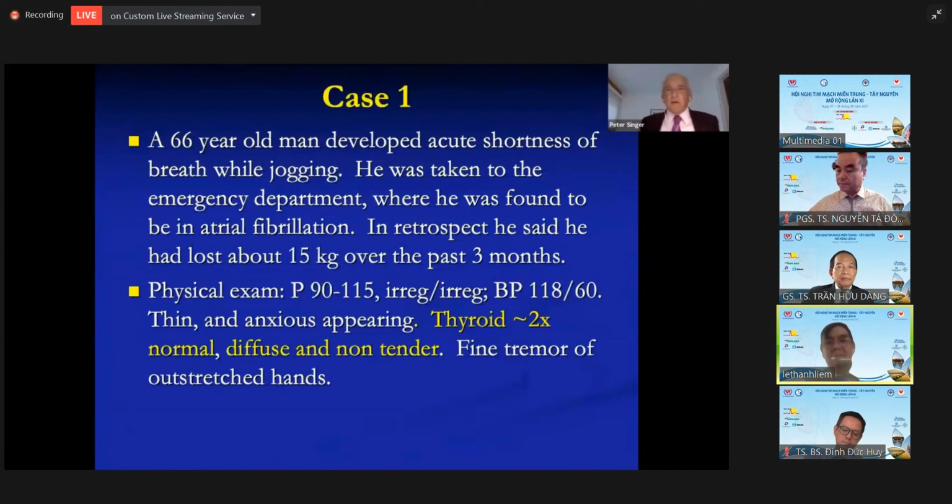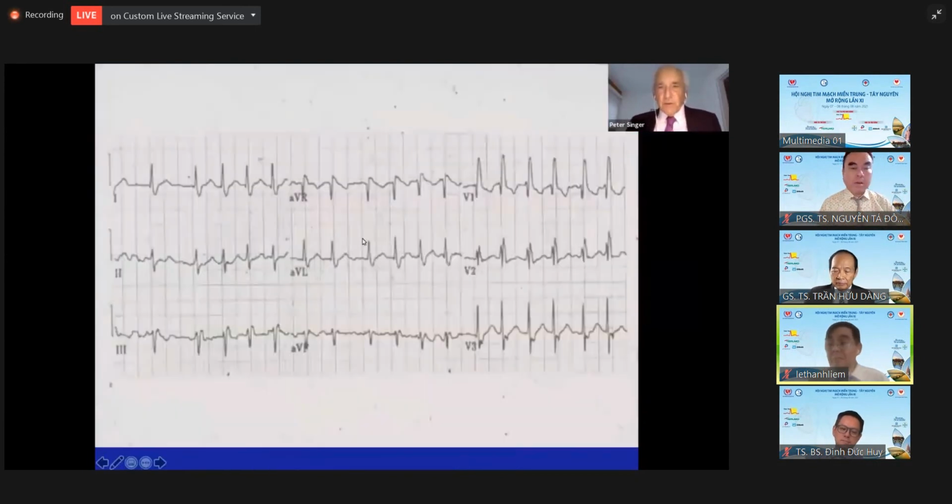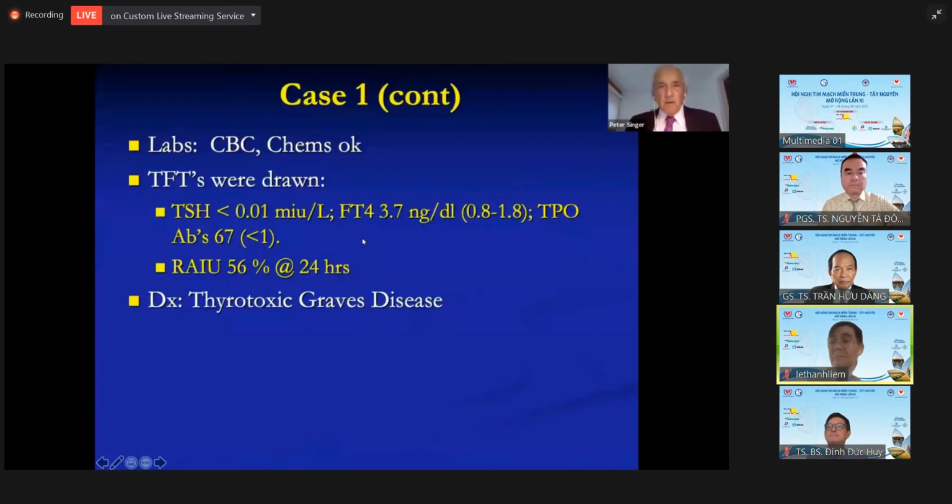Now, I want to present some cases. The first case is a 66-year-old man who got short of breath when he was running. He went to the emergency room and he was found to be in AFib. He also said he lost about 15 kilograms in the prior 3 months. His physical exam showed that he had AFib. His thyroid gland was a little bit enlarged, and he had a tremor of the outstretched hands. And here is how he looked. He doesn't look that good, does he? It looks like he's lost weight, and he said he lost about 15 kilos. Here's just a tracing of his AFib.